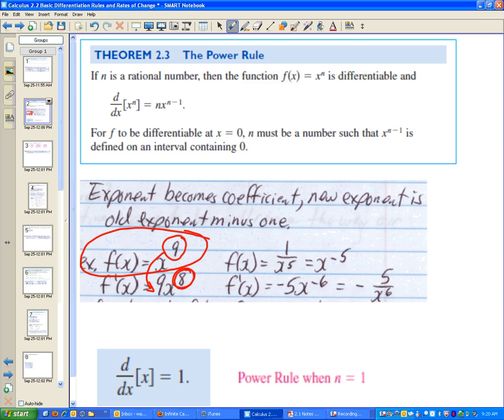That's really handy, isn't it? Isn't that a lot better than doing the old f of x plus delta x and having to raise that to the 9th power?